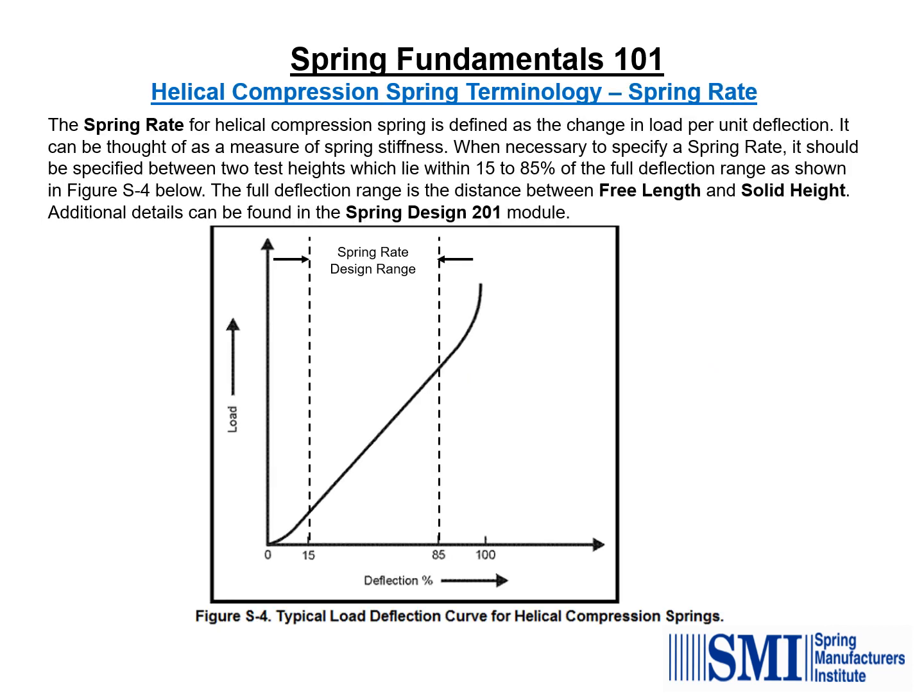The spring rate for a helical compression spring is defined as the change in load per unit deflection. It can be thought of as a measure of spring stiffness. Spring rate may be shown as a rate or gradient in units of pounds per inch or newtons per millimeter. When necessary to specify a spring rate, it should be specified between two test heights which lie within 15 to 85% of the full deflection range, as shown in this example.